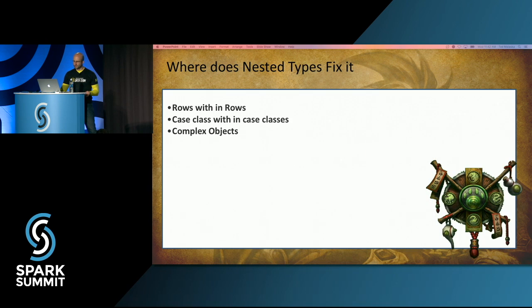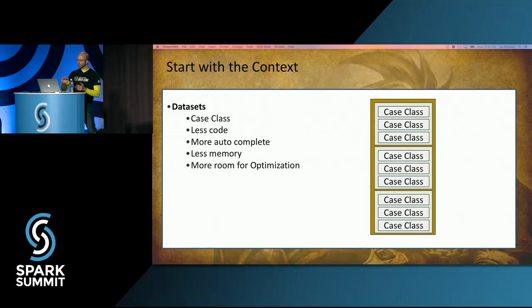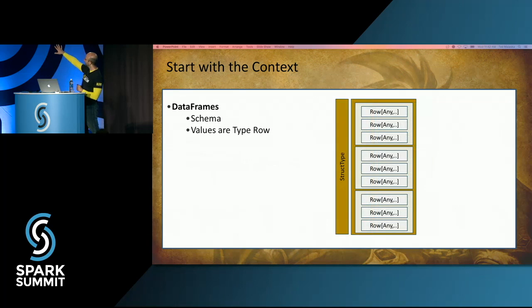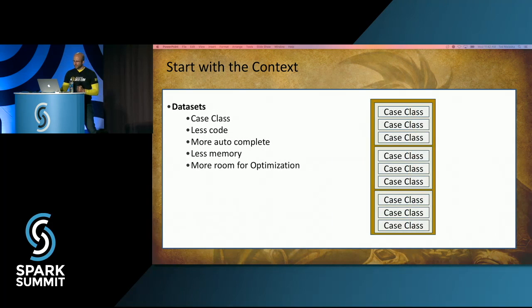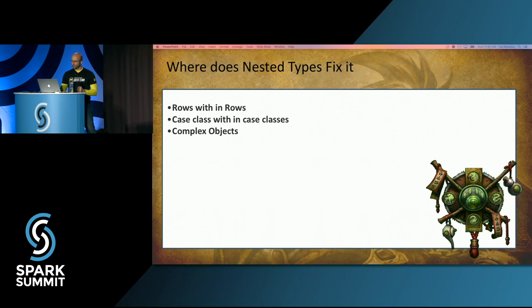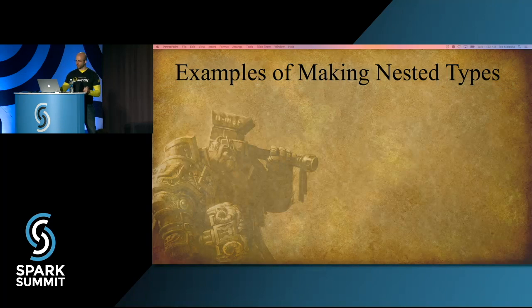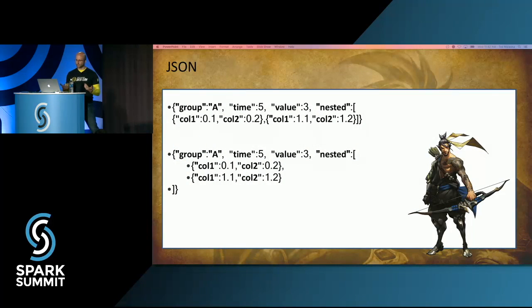Now, when we talk about nested types, we're going to be talking about content that is in one of these little cells here, either a case class or one of these types of rows. What I'm going to do is walk through how you make some nested types and how you interact with them first. So first we'll go with JSON, which is a really easy nested type structure that a lot of people will know.